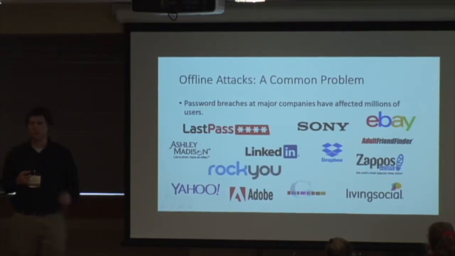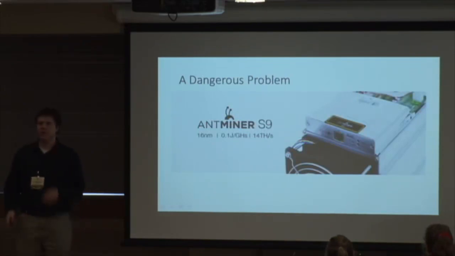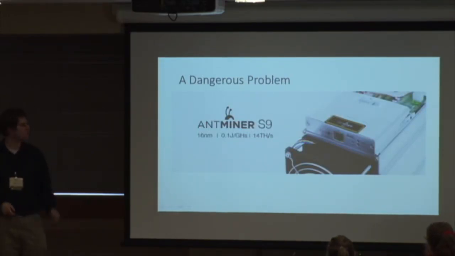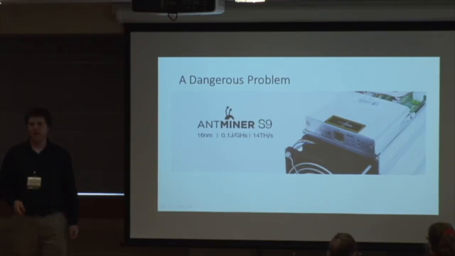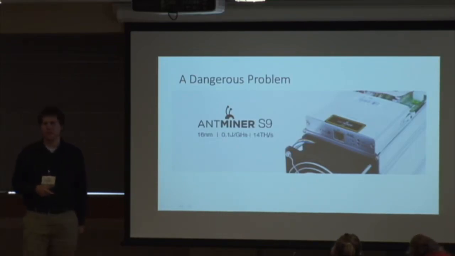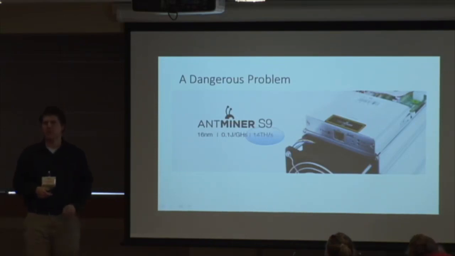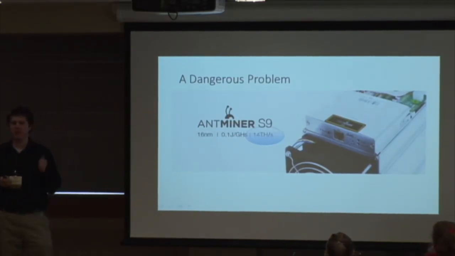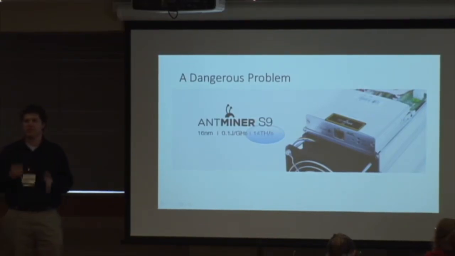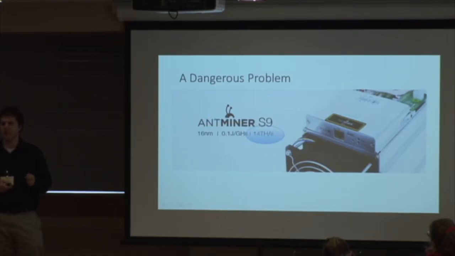All right, so it's a common problem, and it's also a dangerous problem. So if you go on Amazon.com right now and search for the Antminer S9, you'll find this machine here. And here are the stats for the machine. I want to highlight one particular stat here, 14 TH per second. Now, that might seem a little bit confusing, but what the TH stands for is terahashes per second. So this machine is able to compute 14 trillion SHA-256 hashes per second.